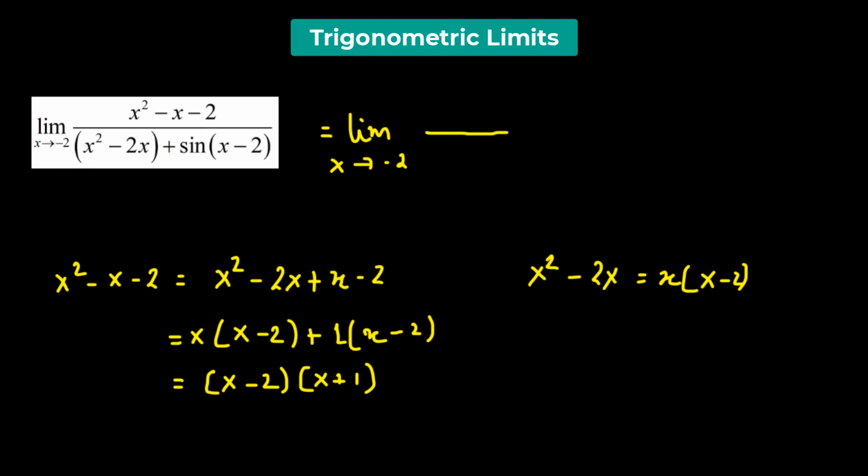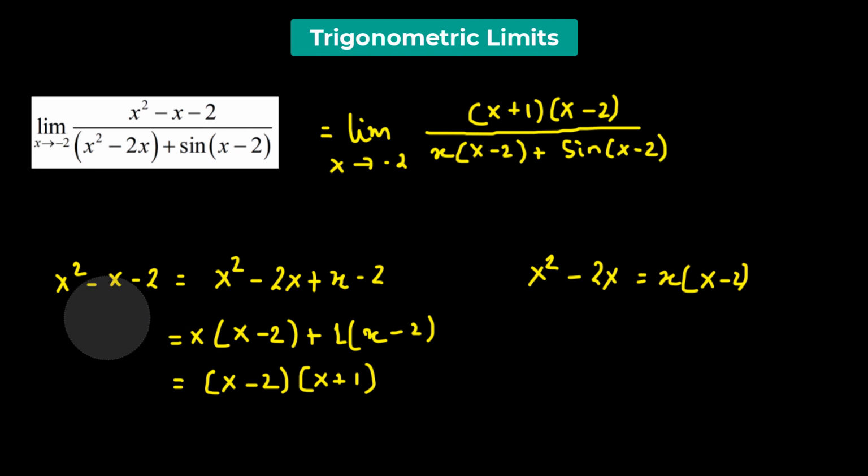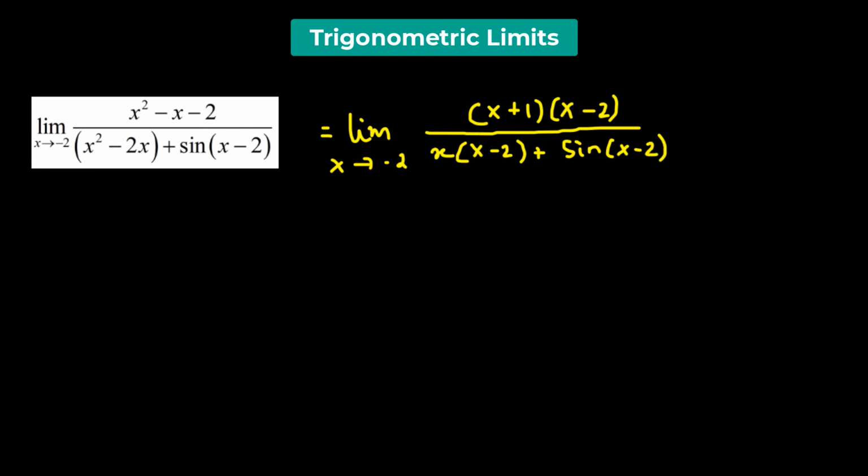So we have x plus 1 multiplied to x minus 2. So that becomes our numerator in the factorized form. And x squared minus 2x will become x multiplied to x minus 2 plus sine of x minus 2. Now we are going to change the limit from x to h. So there's a small mistake here. This is not x tends to negative 2, x tends to positive 2 here. So we have a positive 2 here.